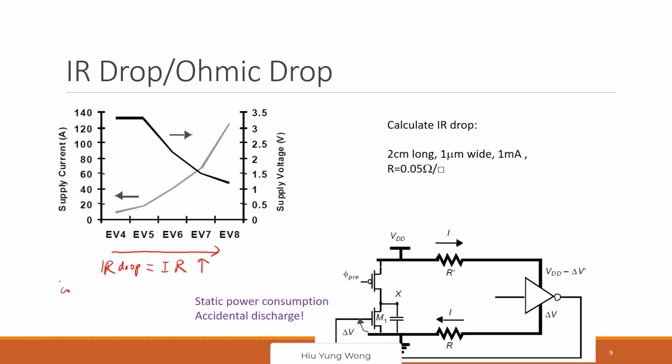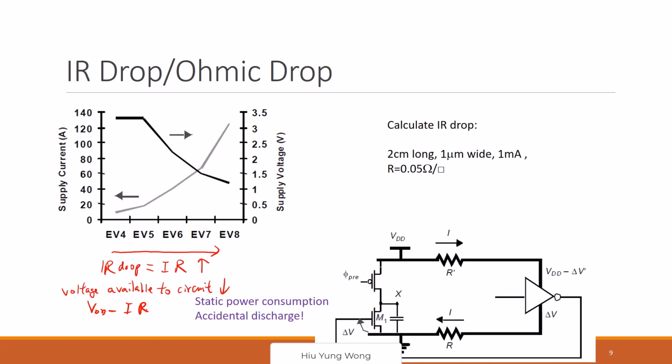Then the voltage available to the circuit is going to decrease because it is VDD minus I times R. You have a much larger current, then your power rail delivers a very huge current. There will be a potential drop, IR drop, ohmic drop. So the voltage you get is no longer VDD.